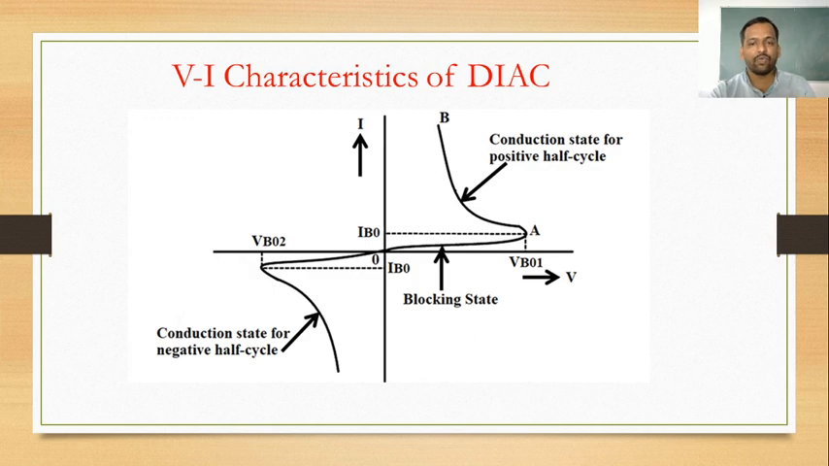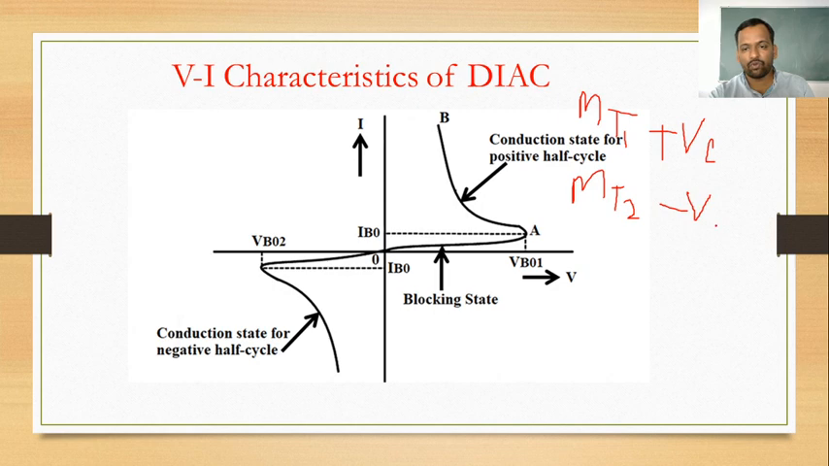Now we will see the VI characteristics of the diac. The VI characteristics are given in the first quadrant and third quadrant, which are symmetrical, meaning it gives the same characteristics in both. If MT1 is positive and MT2 is negative, then it gives characteristics in the first quadrant. Current will flow from MT1 to MT2 when this breakover voltage is provided across the diac terminals.